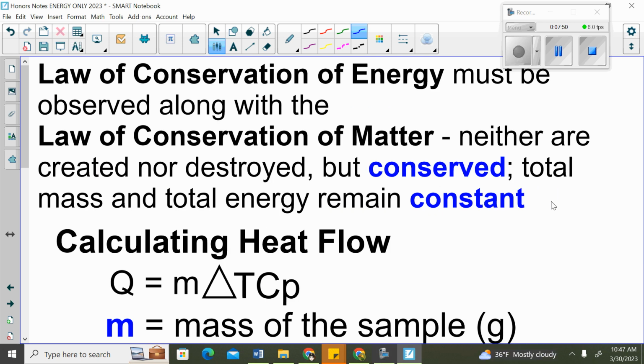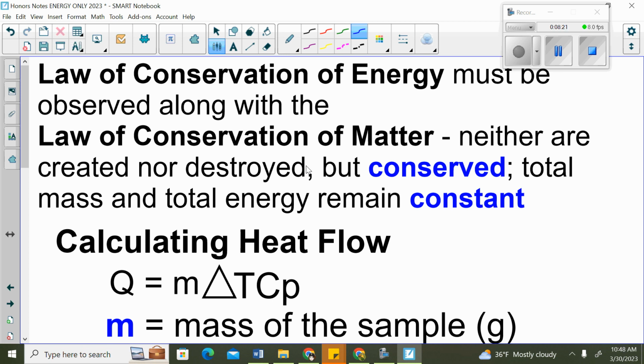Right. Now, keep this in mind. We had this concept back in semester 1. So there is a law of conservation of energy that's very similar to the law of conservation of matter, right? So energy is observed along with conservation of matter. Neither one of these, energy or matter, are created or destroyed, but conserved, right? What you put into the system is going to come out of the system.